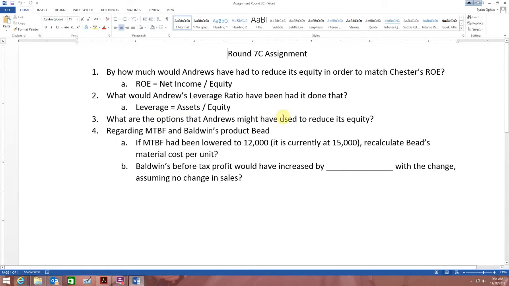What are the options that Andrews might have used to reduce its equity? Remember, equity is kind of a separate account. It's a reconciliation of the equity, or shareholders' equity, account. There are only a few things that can actually reduce equity, maybe just a couple of things. I talk about it often when I'm looking at the cash flow.